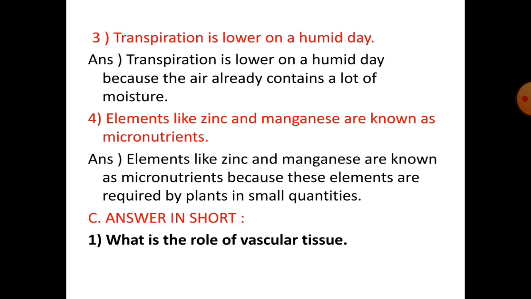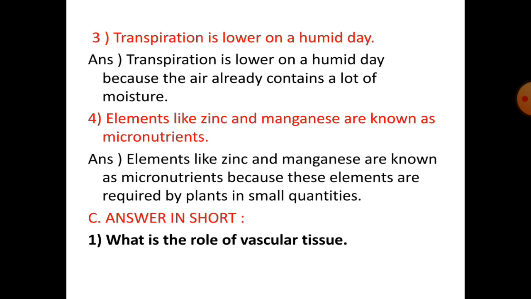Number 3. Transpiration is lower on a humid day. Transpiration is lower on a humid day because the air already contains a lot of moisture. 4. Elements like zinc and manganese are known as micronutrients. Elements like zinc and manganese are known as micronutrients because these elements are required by plants in small quantities.